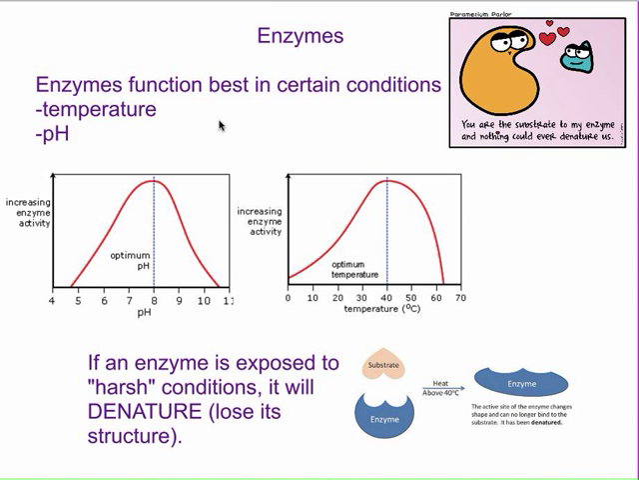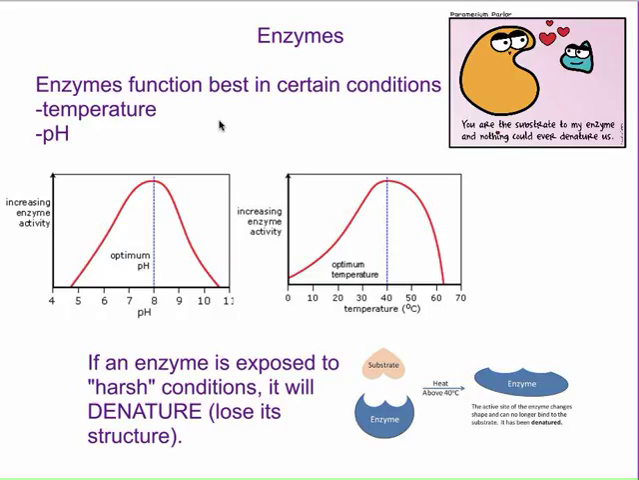Enzymes function best in certain conditions. Those conditions are temperature and pH. Depending on the enzyme, it's different for each enzyme. The pH or the temperature that they function best at will be different. So for example, the enzymes functioning in your stomach function better at a lower pH.